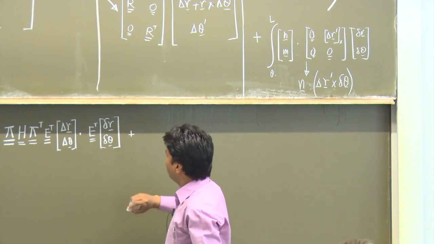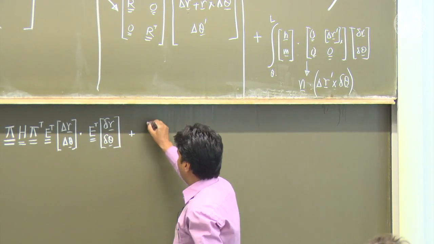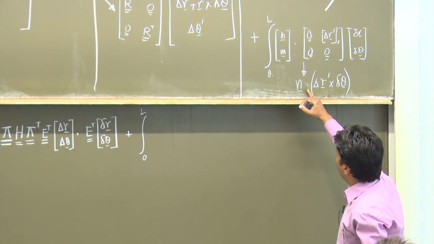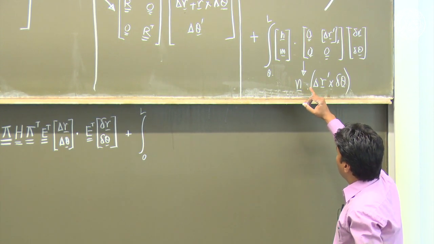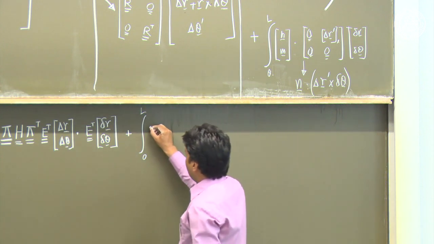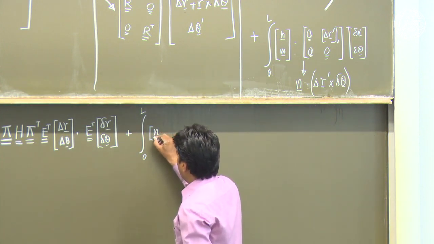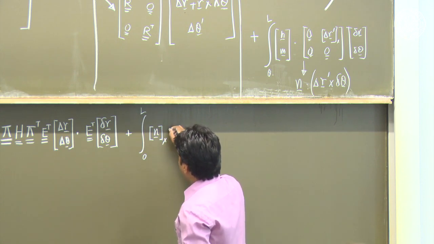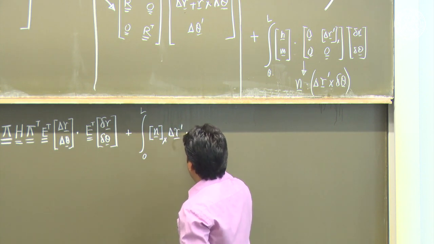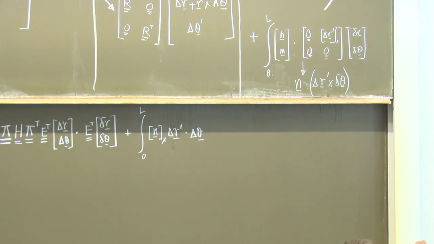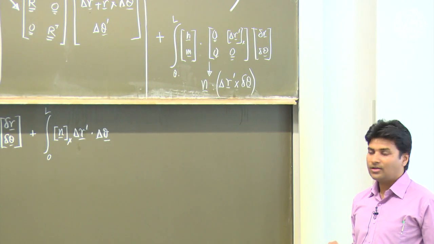Plus the last term, which you could also write as, see it's simply a scalar triple product, n cross delta r prime dot delta theta. So this becomes your n skew symmetric times delta little r prime dot delta theta. Okay.